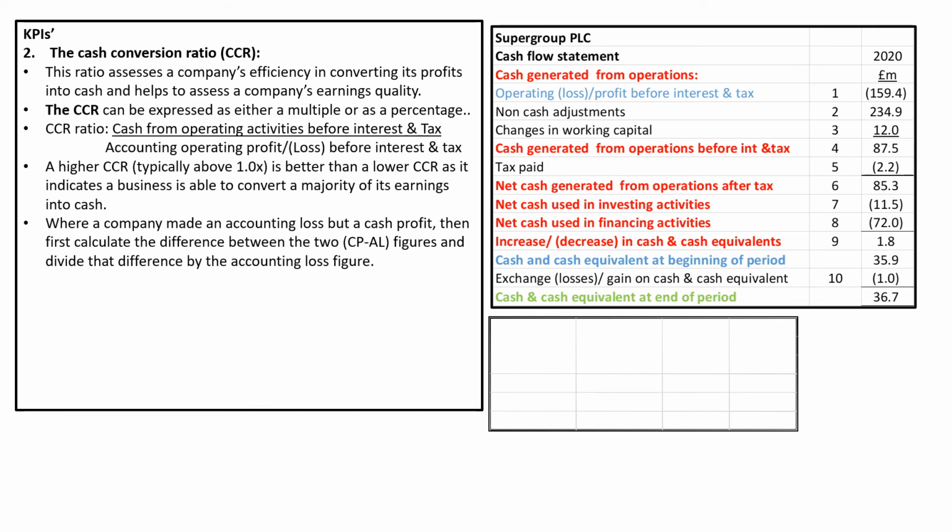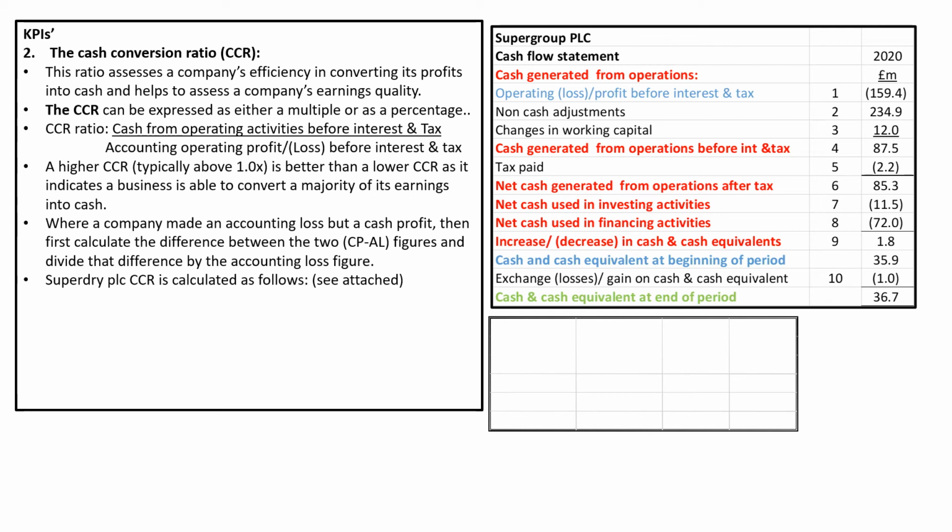Where a company made an accounting loss but a cash profit, first calculate the difference between the two, which is the cash profit minus the accounting loss figures, and divide that difference by the accounting loss figure.